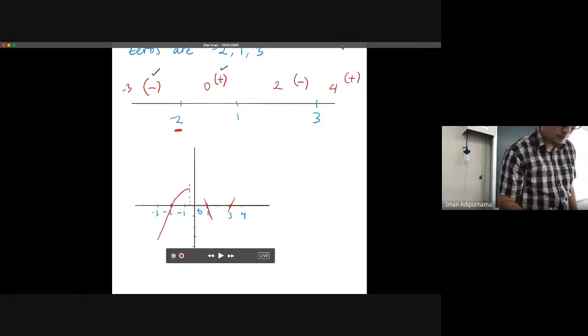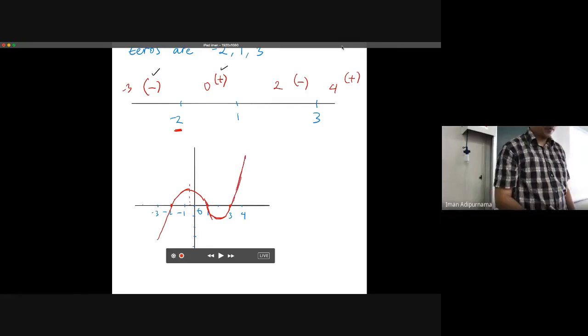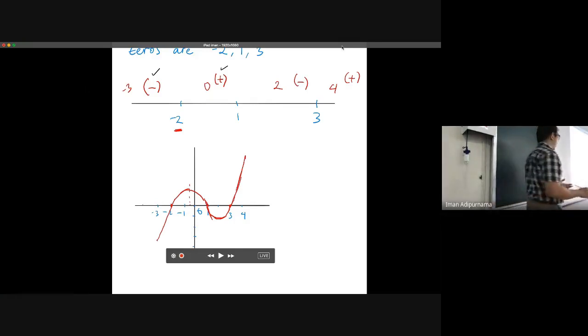Maybe around here, and this goes down, and maybe around here, and going up until maybe here. If you want to make sure, you can check around -1 and 0 to see what the value is, and then check 2 to see what the value is here. That's more accurate, but at least from the negative, positive, negative, positive pattern, you can predict what the graph will look like.